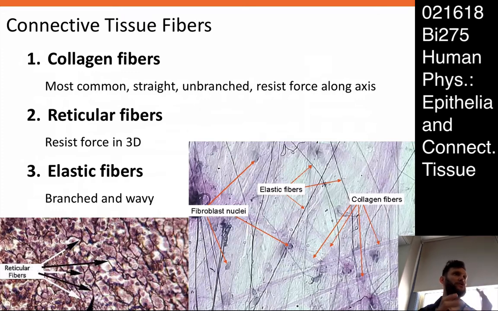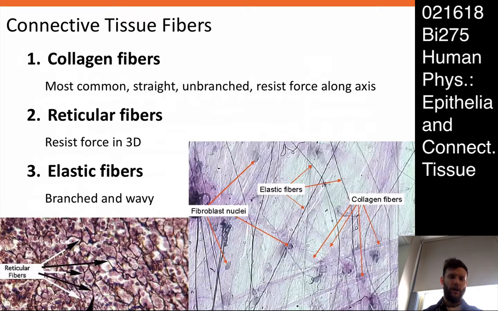Those thick, strong cables strung along the axis of the fiber, not very elastic. So if you pull a collagen fiber, it's going to resist force. Whereas on the other hand, elastic fibers, if you pull an elastic fiber along its length, it will not resist the force. It will stretch, still maintaining its structural integrity, but then when you release that force, it'll come back to its original shape. They tend to be branched, wavy, elastic fibers.